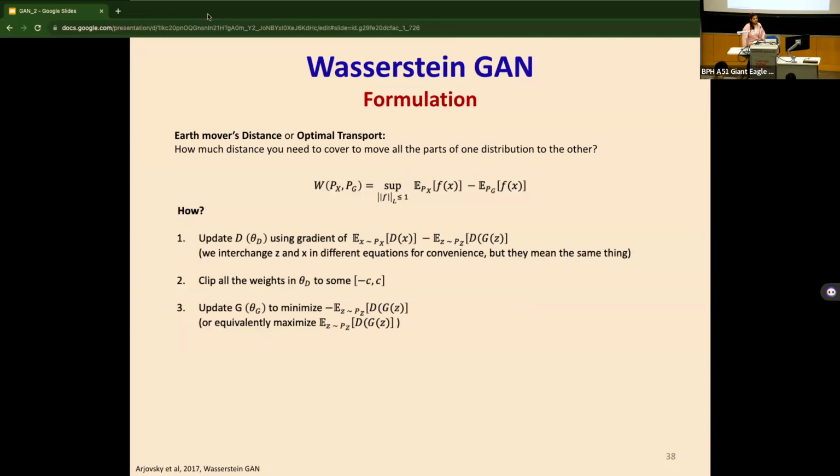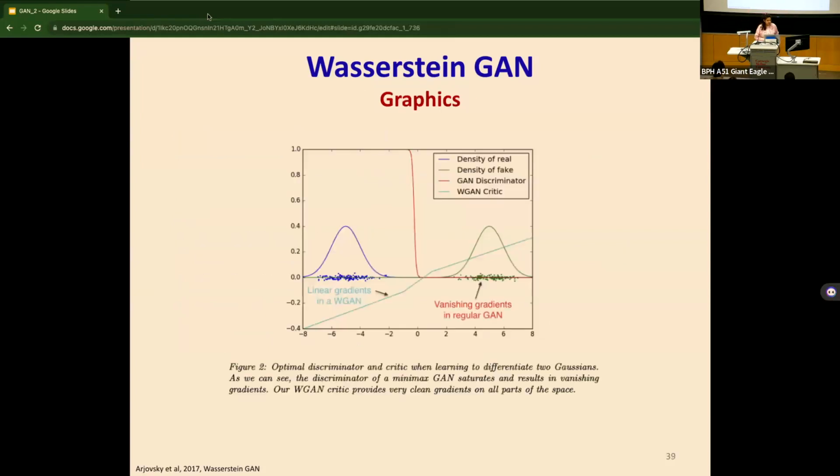So this is how we generally do this. We update our discriminator using the gradient of this expression and then clip all the weights in theta d to some range of minus c to c. And then we update our generator to minimize this negative term over here. So this is how it basically works.